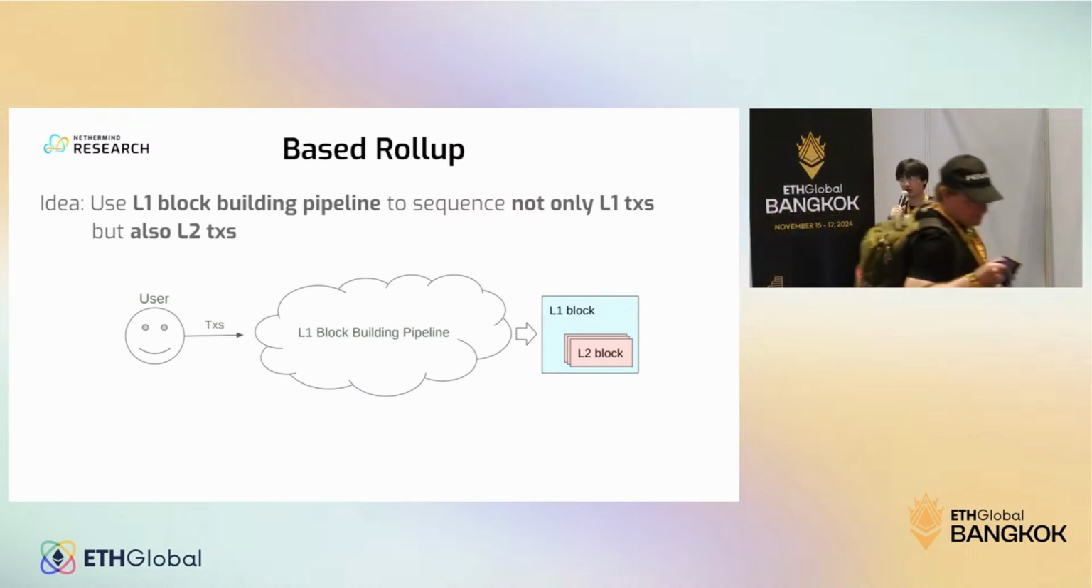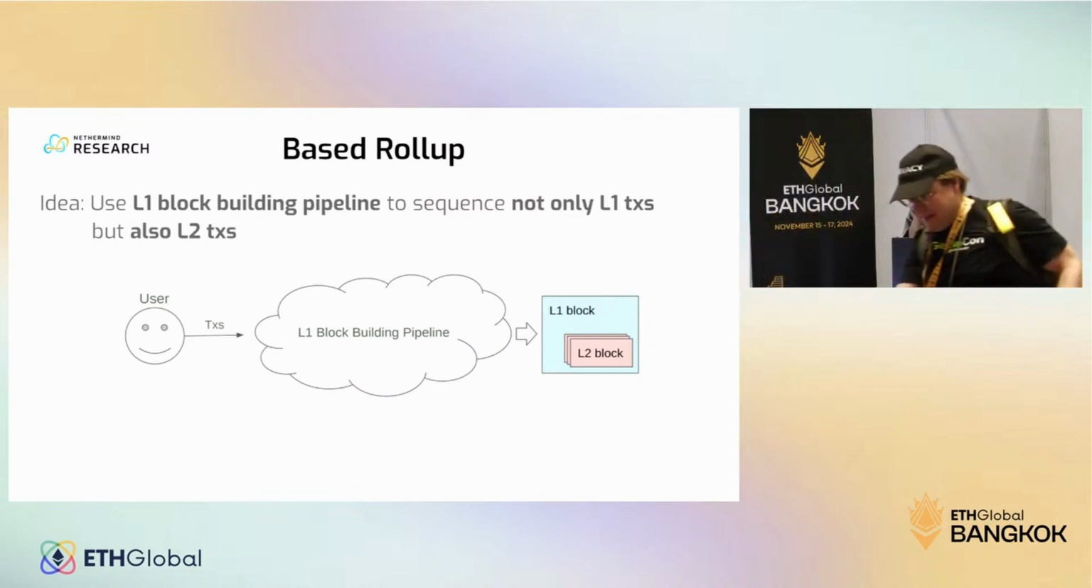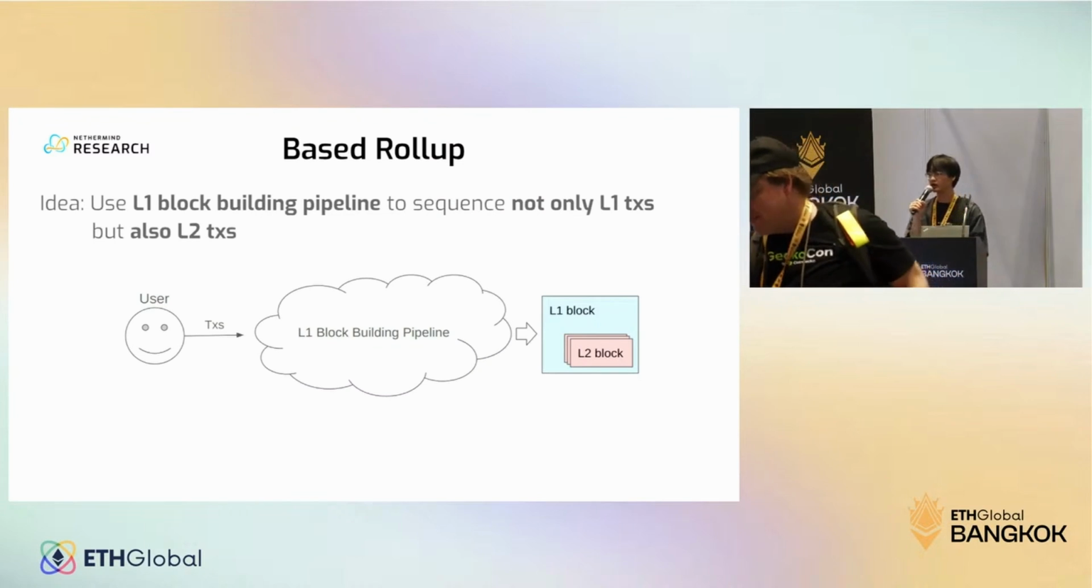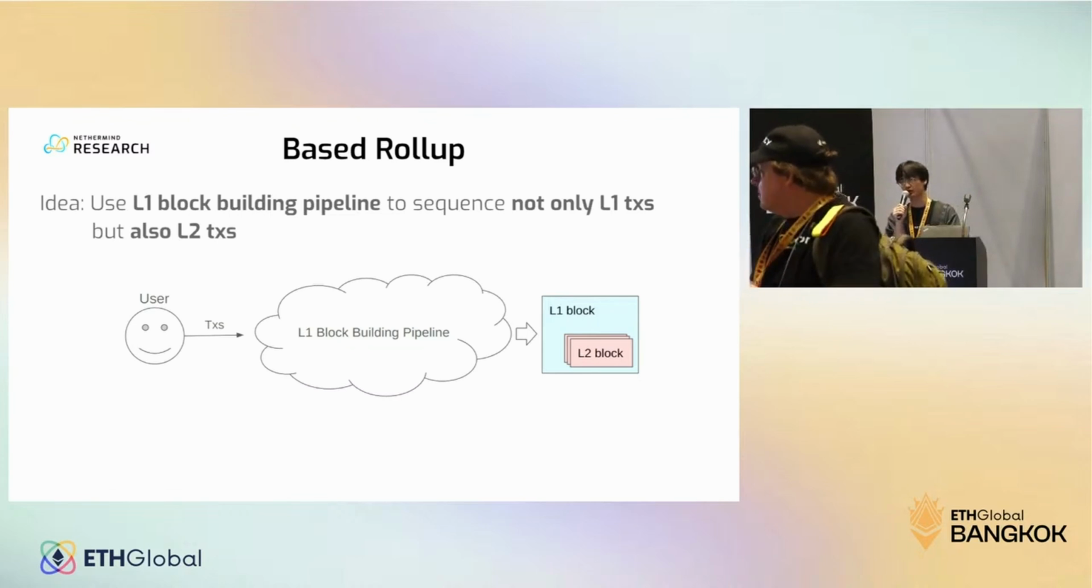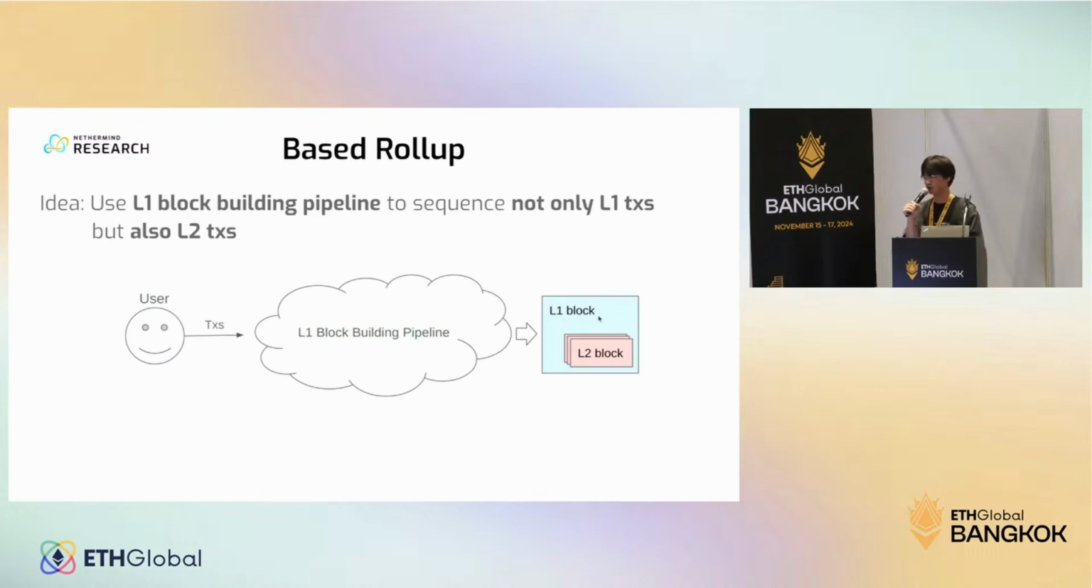Okay, so the idea of based rollups is this. Let's use the L1 block building pipeline to sequence not only the L1 transactions, but also the L2 transactions, and construct an L1 block that also contains these L2 blocks.